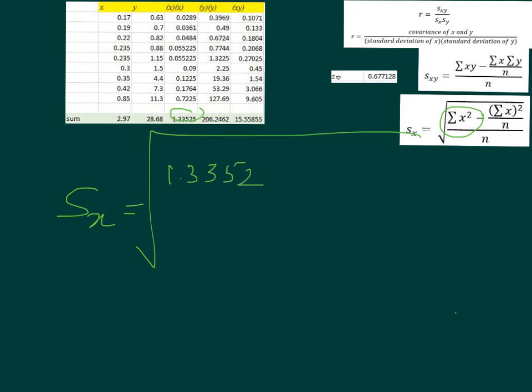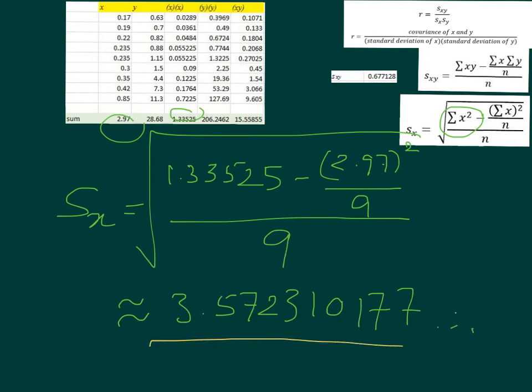So now we calculate the standard deviation of x, which is the square root of, and then I need to pick up the sum of x squared, which is here, which is 1.33525 minus then the sum of x, which is here, 2.97, everything squared divided by 9, and the numerator again is divided by 9. And here is the solution.